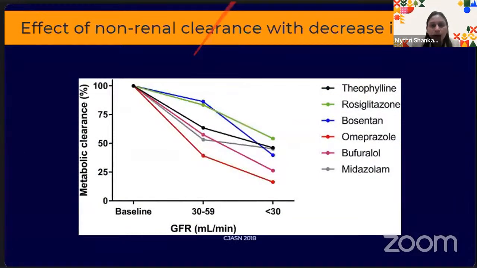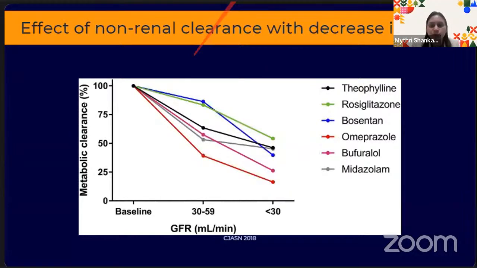So here, the Y-axis shows the non-renal clearance. Now we'll be looking at the non-renal clearance of drugs in patients with kidney disease, and the X-axis shows the GFR. So this graph shows a decrease in non-renal clearance in patients with reduced renal clearance for a whole range of drugs. So not just renal clearance, but non-renal clearance is also decreased in patients with chronic kidney disease.